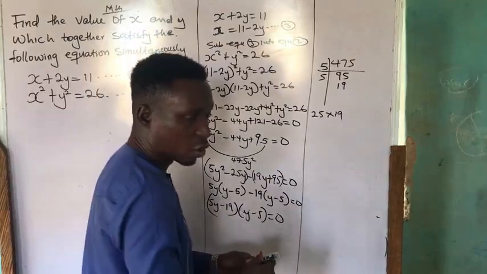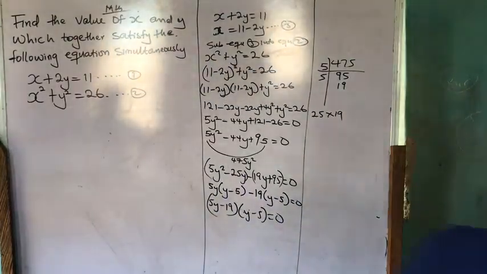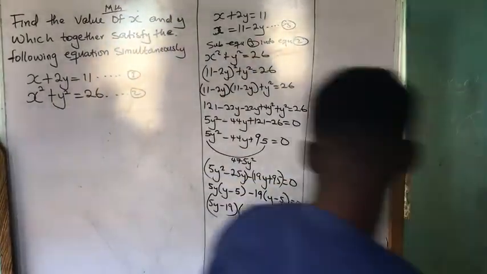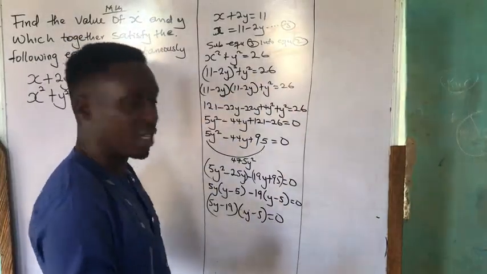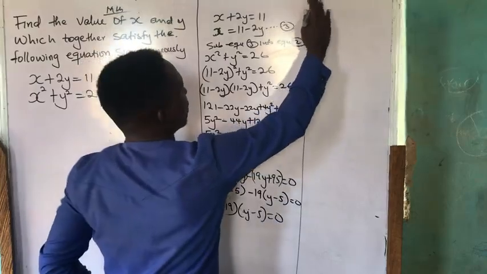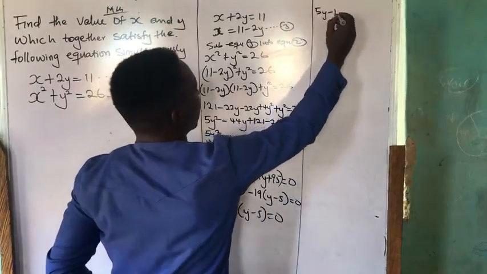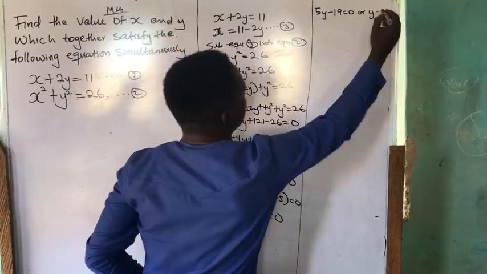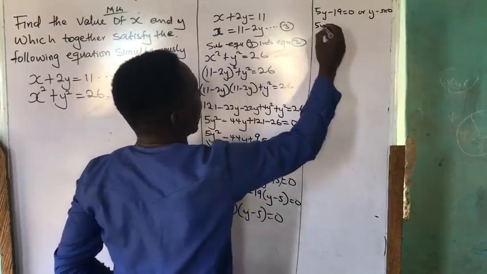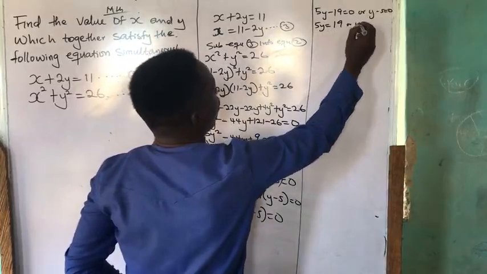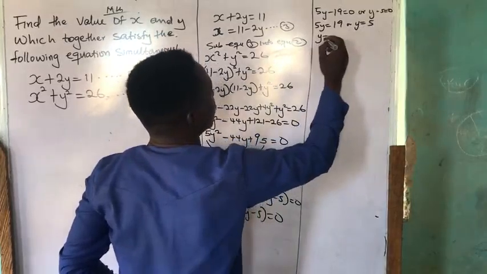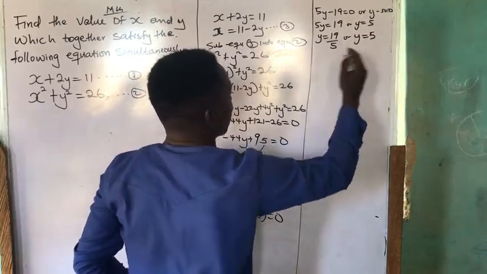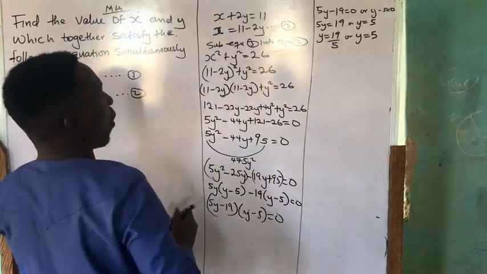I'm going to get a duster, excuse me, and continue on this side so that you can see the board. So 5y minus 19 equals 0, or y minus 5 equals 0. So I have 5y equals 19, or y equals 5. So y is equal to 19 over 5, or y equals 5. These are the two possible values for y that we have.